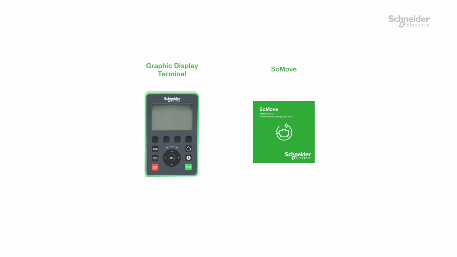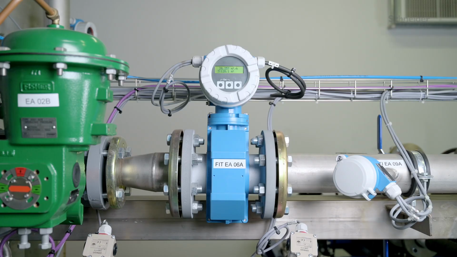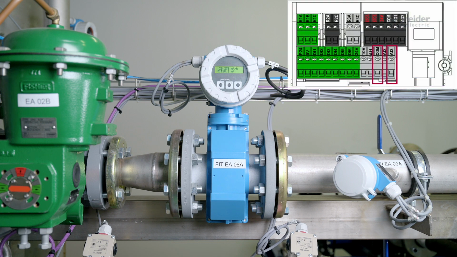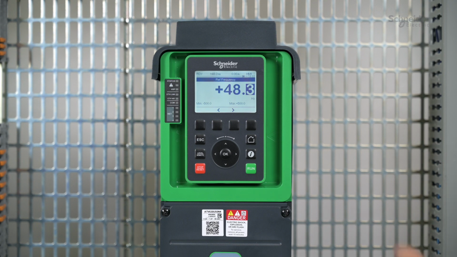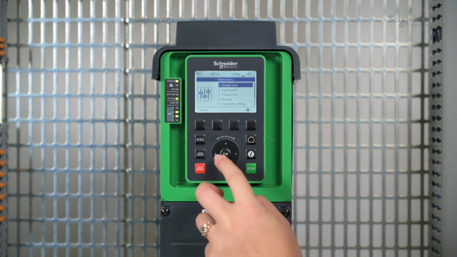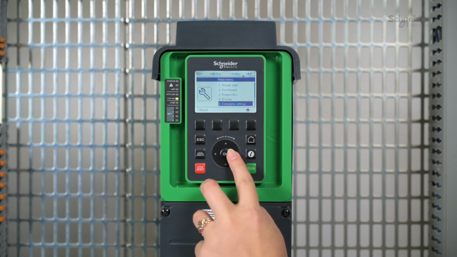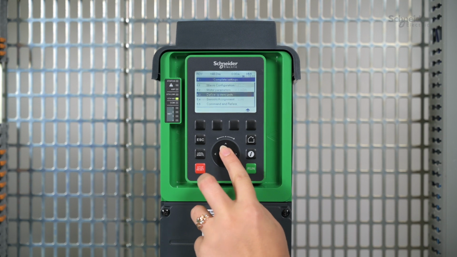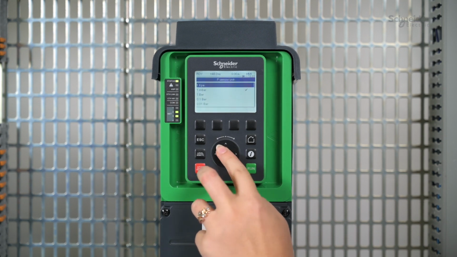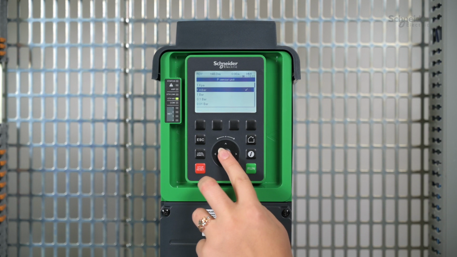In our example, we will use the graphic display terminal and SoMove software in connected mode. You can use a flow sensor connected to an analog input and a pressure sensor. In our example, the sensor is connected to AI3 and assigned to the pump flow value. With the graphic display terminal, perform a scaling to be more accurate. Go to Complete Settings menu, then Define System Units. In our example, and with the pump selected, we change the unit to millibar.